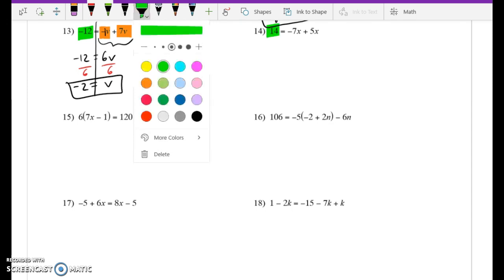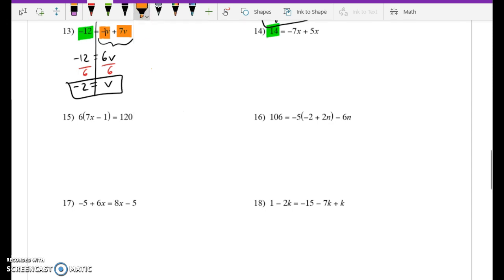So same thing for this one over here. You combine those two. Remember, combining means they're the same, so it's just negative 7 plus 5. Negative 7 plus 5 gives you negative 2x plus 14. You divide to give you x equals negative 7.